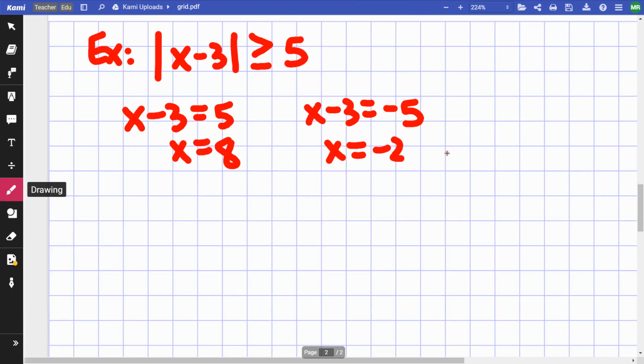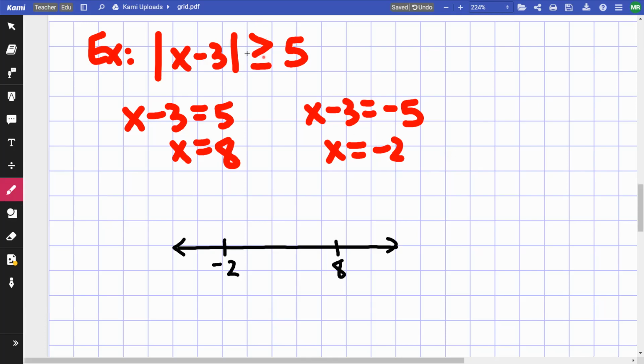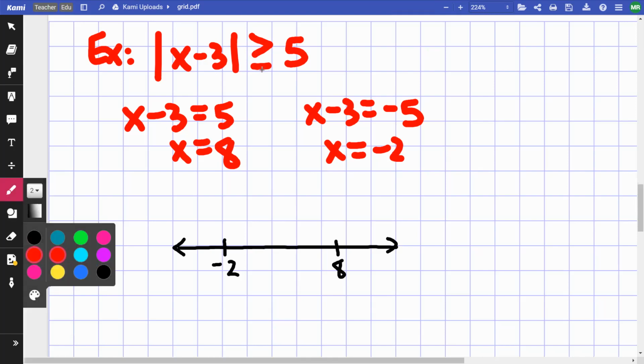So let me draw my number line. I have a -2 and I have an 8. I look back up here and I go, okay, this is going to be equal. So these are going to be closed dots because I want it equal. So I'm going to have a dot here and a dot here, closed dots, because that's where they are 5.